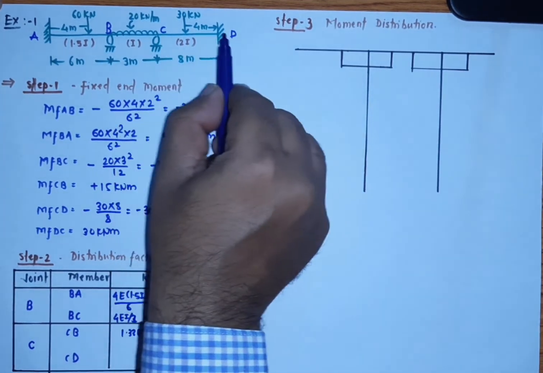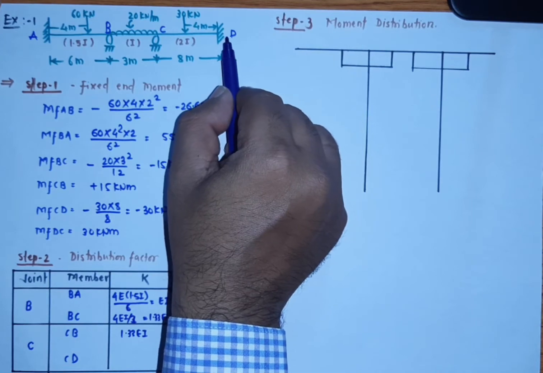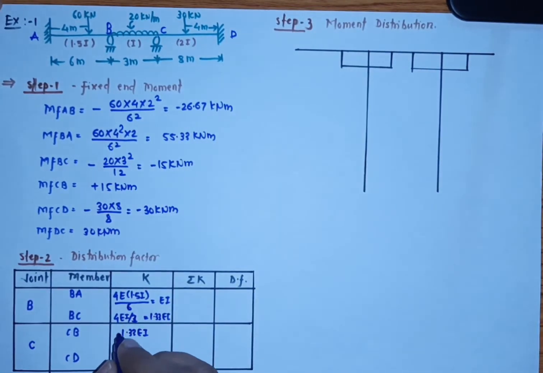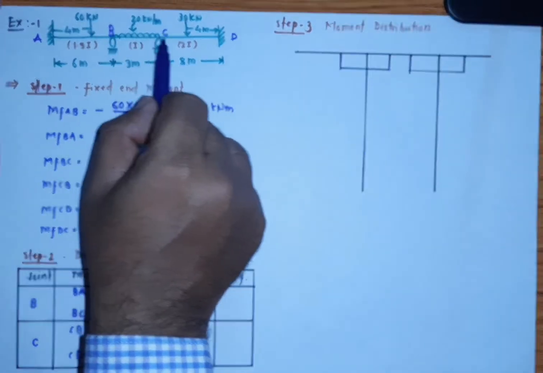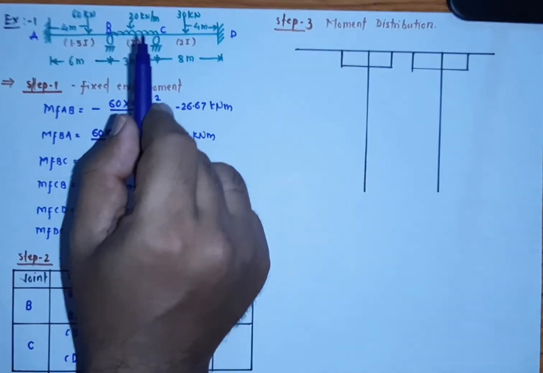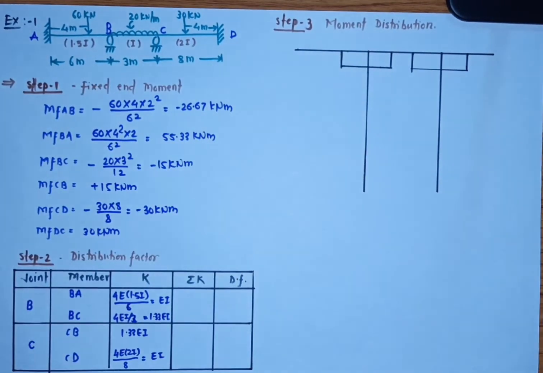Next is CD. D is fixed now, so it is 4EI by L. Here I is 2I, therefore 4E into 2I divided by L, which is 8 meter, ultimately is nothing but EI. So always remember that when the far end is fixed, it is 4EI by L, and when the far end is hinged, it is 3EI by L. And always remember, intermediate supports of a continuous beam are considered as fixed. So in this beam, B and C are intermediate supports. That's why those are considered as fixed whenever we are calculating a distribution factor.